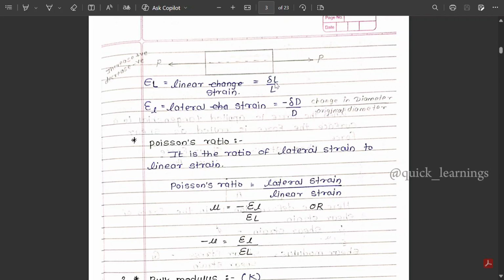Diameter, yes. So linear strain is delta L upon L, meaning change in length upon original length, and lateral strain means change in diameter upon original diameter, delta D upon D. We use the negative sign here because the change is a decrease in diameter. Generally we use negative for a decrease and positive for an increase.